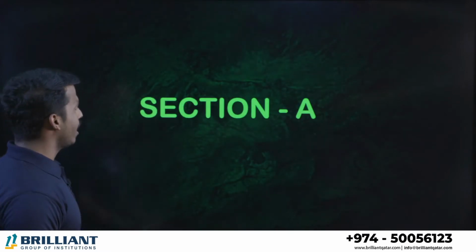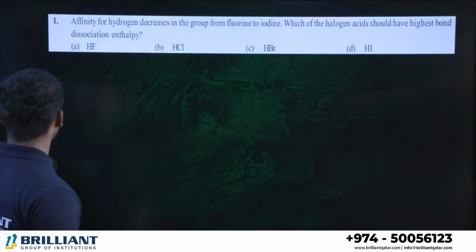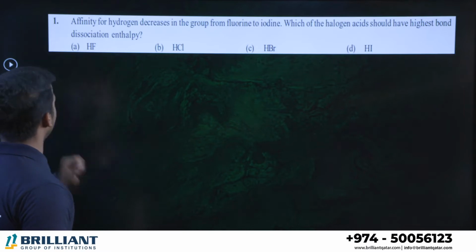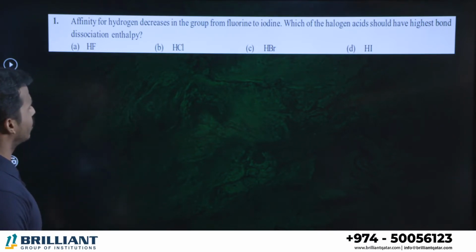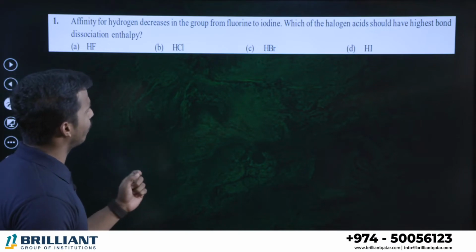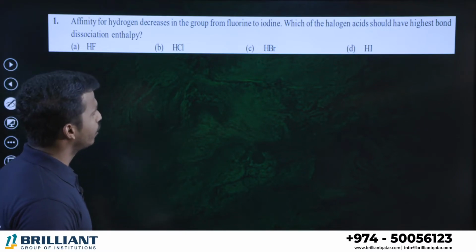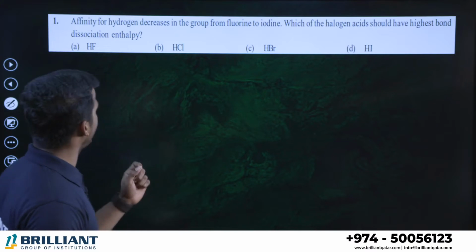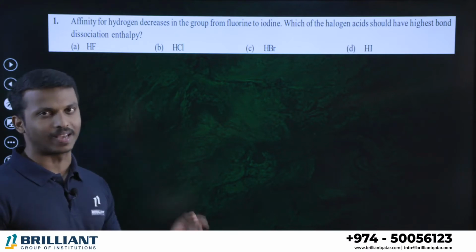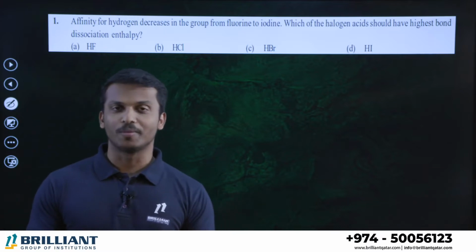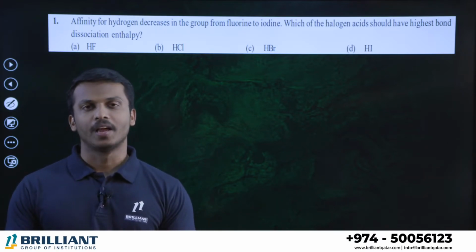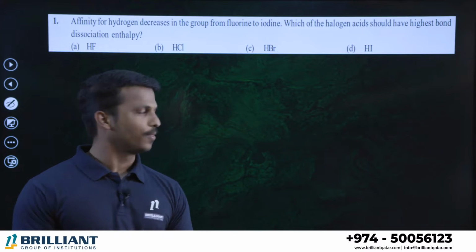In Section A, we have 25 questions. We can start from question number 1. Affinity for hydrogen decreases in the group from fluorine to iodine. Which of the halogen acids should have the highest bond dissociation enthalpy? This is a familiar question you may have studied in the haloalkane chapter, P block element, right?